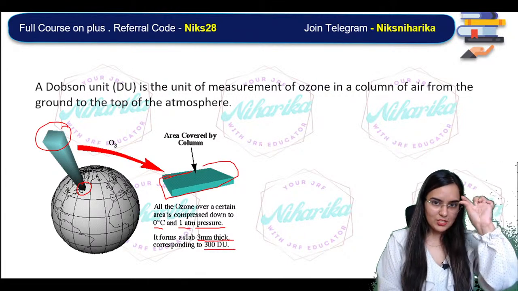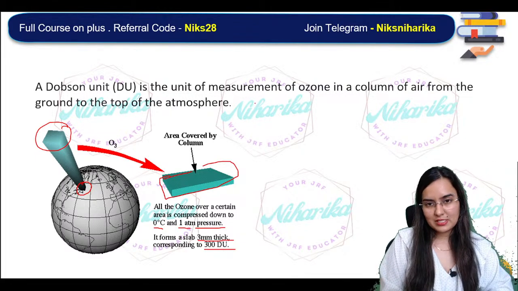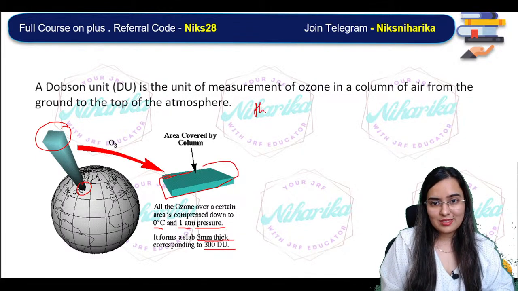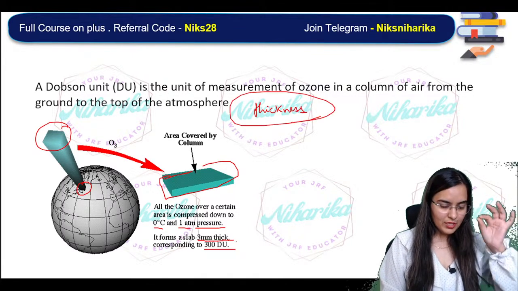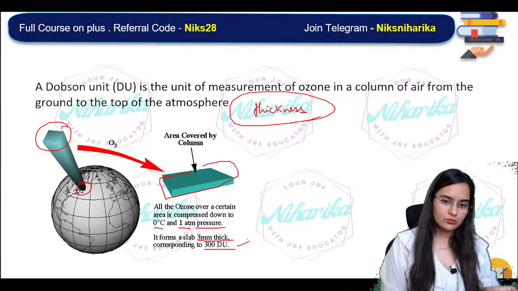300 DU. So that measures what? Next question, please write. It measures what? The thickness of the ozone. Like 3 mm thick is there, so 300 DU.